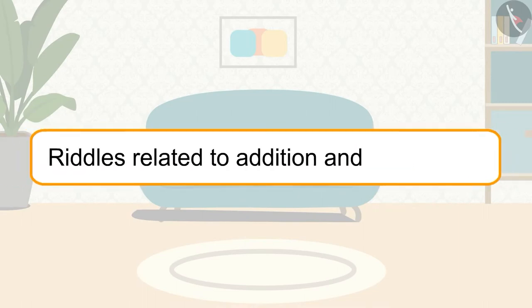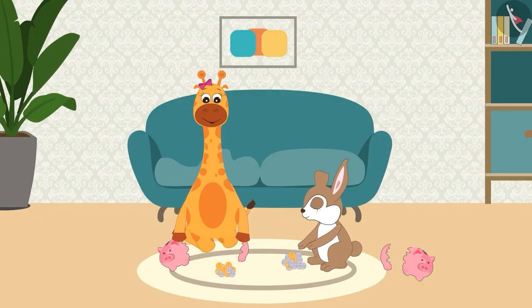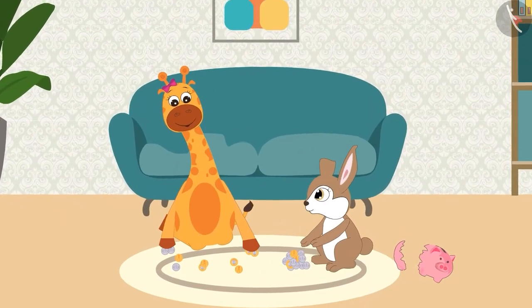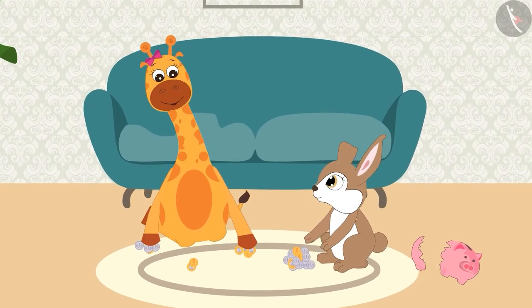Children, in this video, we will learn to make riddles related to addition and subtraction. Today, Gaffy and Rani are counting the money in their piggy bank. While each of them was counting the money from their piggy bank, Rani had an idea.